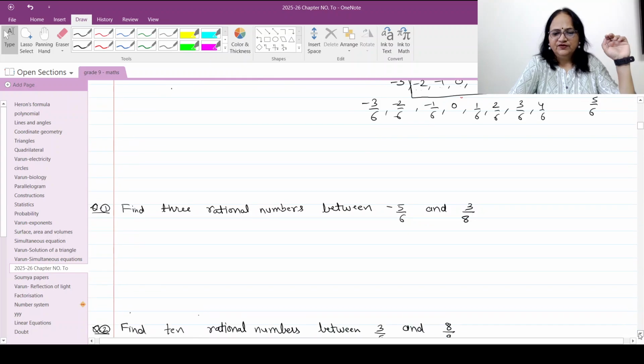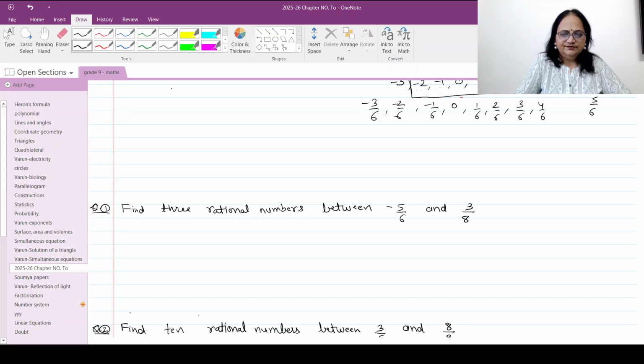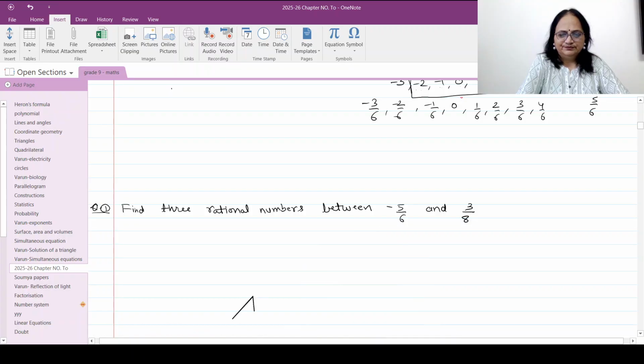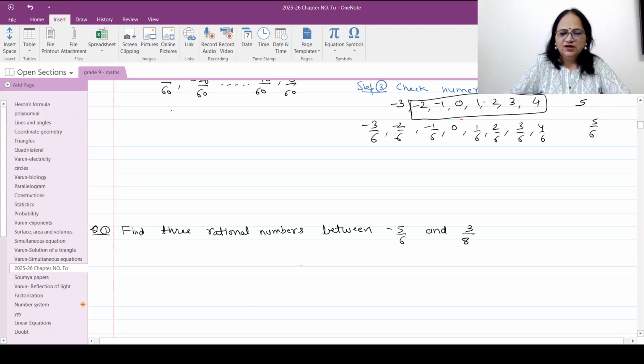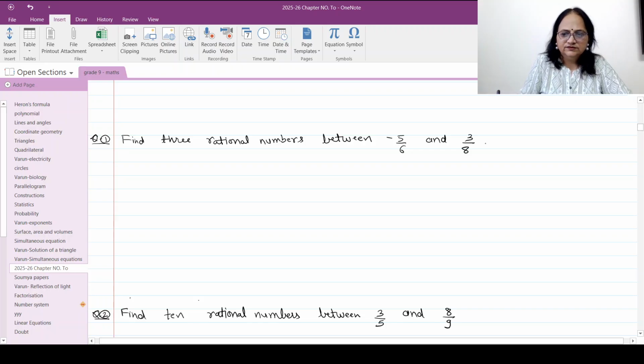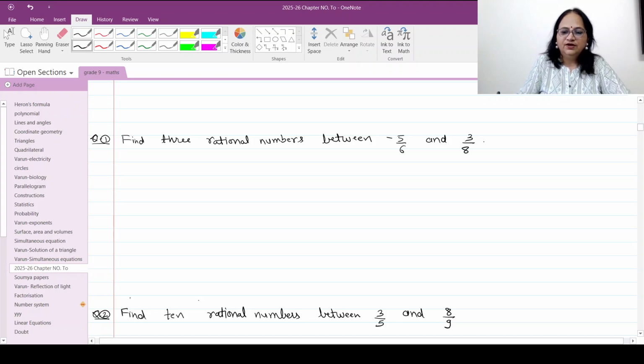Find three rational numbers between minus 5 by 6 and 3 by 8. Fine. Since denominators are not same, so my first step is to take the LCM and make the denominator same. So find out LCM of 6 and 8. If you have understood, you can pause the video, you can solve it on your own and then check your answer. So what is the LCM?